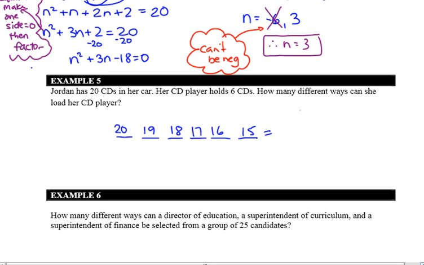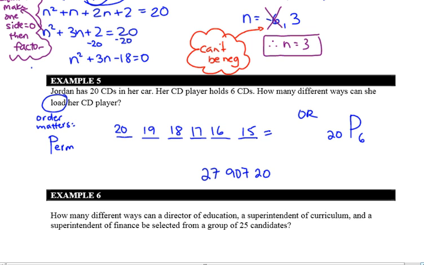The other way you can do this, does order matter here? Because we're asking how many ways can she load her CD player? Does order matter? Yes, order matters. So if order matters, what are we using? A permutation. It's a perm. And so we have 20 different CDs, and we want to pick 6, which gives us a huge number. 27,907,200.